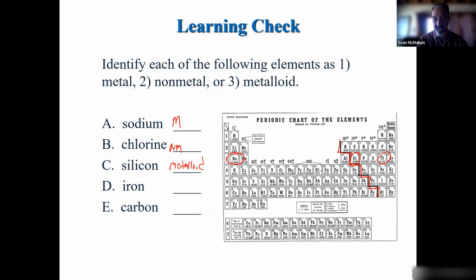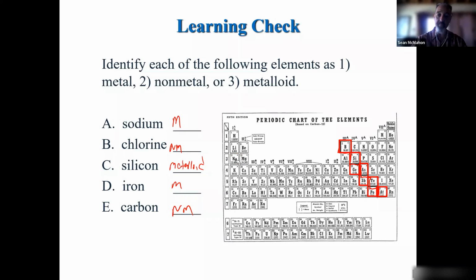Iron is in this little valley right here, which was called the transition elements or transition metals. Right, so that's still a metal because it's on the left side. And then carbon, which is on the right, non-metal. But to help you with your valley, let me erase the circles.